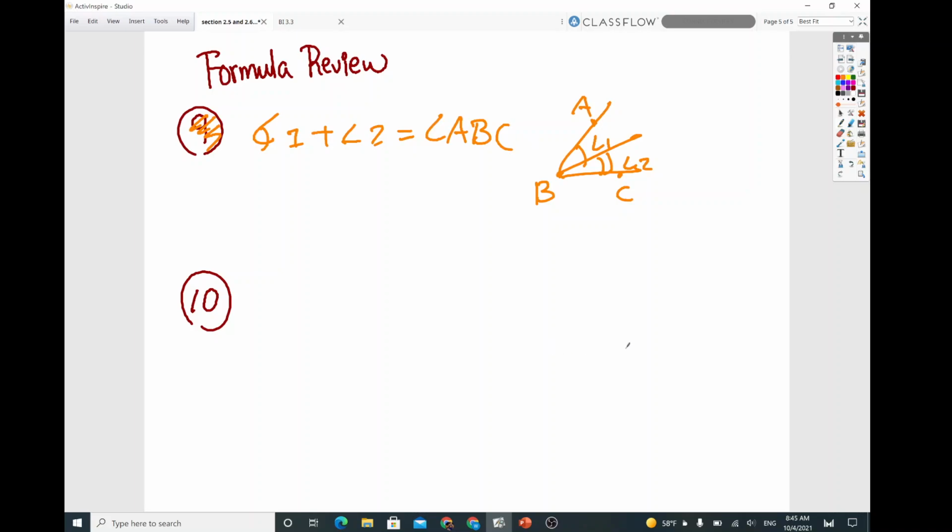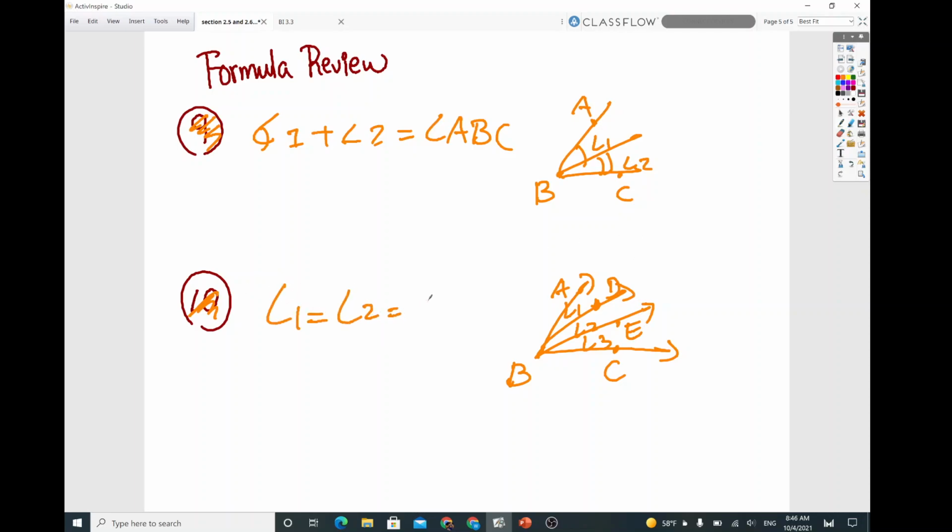And also the other one, the trisector. What we have here are two different rays within angle ABC. So we have angle 1, angle 2, angle 3. Let's say that ray BD and ray BE trisect angle ABC. That means angle 1 is the same as angle 2 is the same as angle 3.